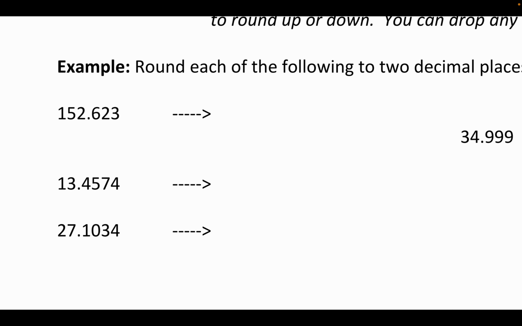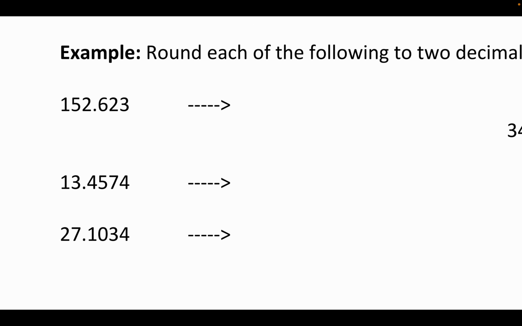So if we look at our first example, 152.623, we're looking at the second digit after the decimal. The one immediately to the right tells us what to do with it. Because our 3 is less than 5, that means our 2 stays the same. So we round this to 152.62.